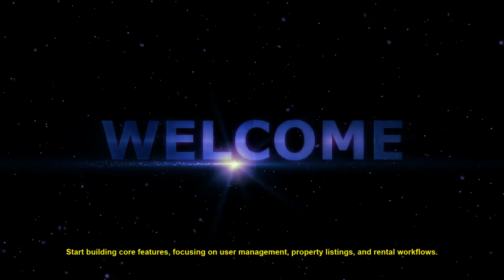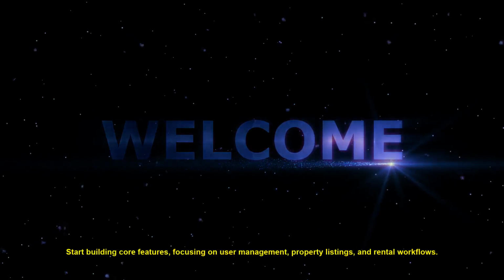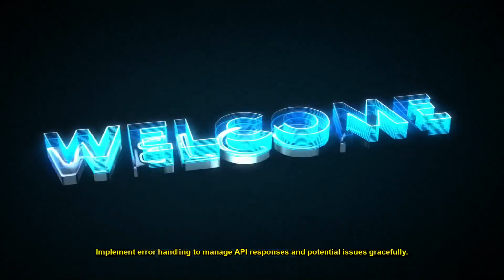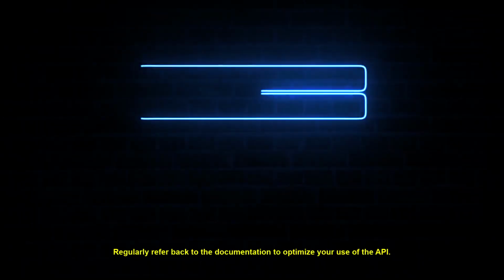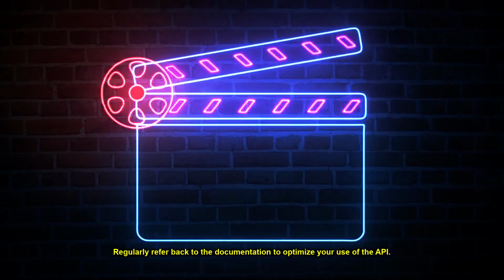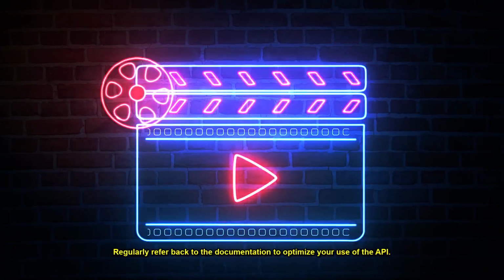Start building core features, focusing on user management, property listings, and rental workflows. Implement error handling to manage API responses and potential issues gracefully. Regularly refer back to the documentation to optimize your use of the API.